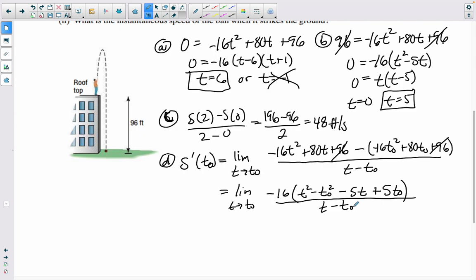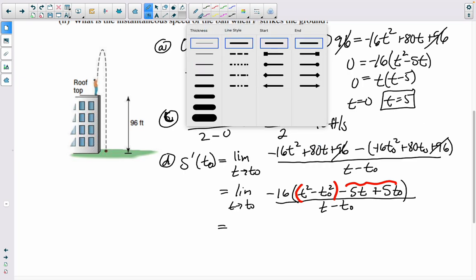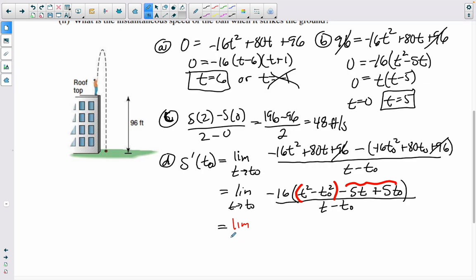All right, so this looks a little challenging, but we can figure this out. So if I look here, I'm going to group some things together. I'm going to group this together, and I'm going to group these two together, the negative 5t plus 5t naught. So when we do this, t goes to t naught, negative 16. This is a difference of two squares. So this becomes t minus t naught, t plus t naught.